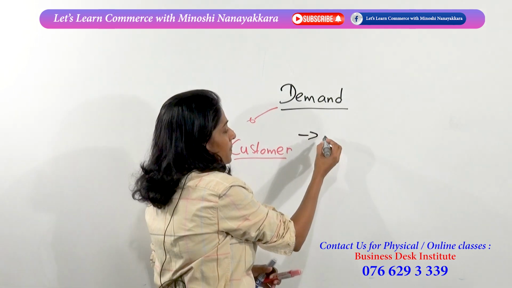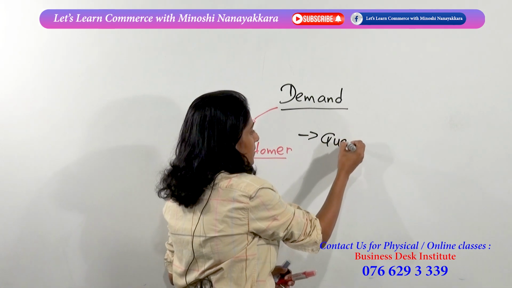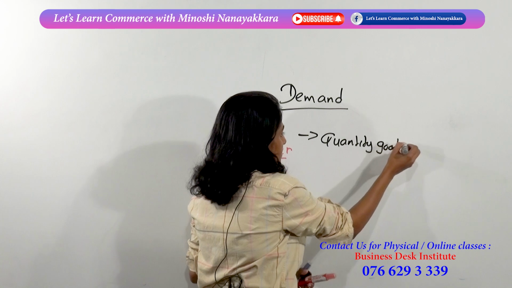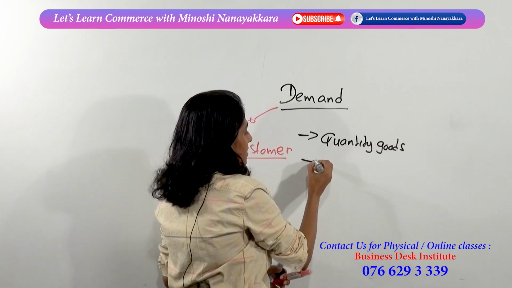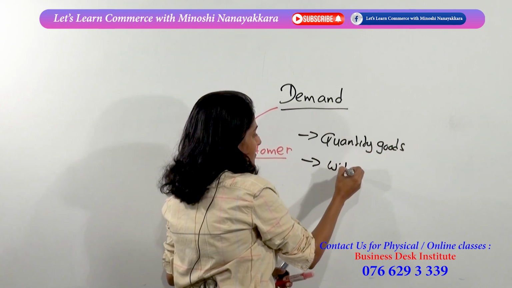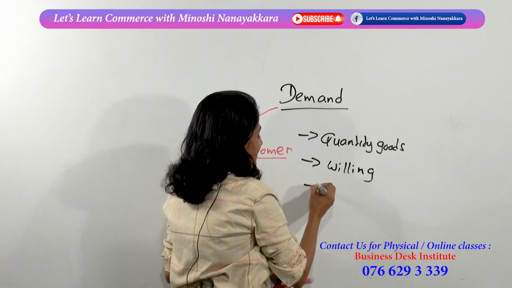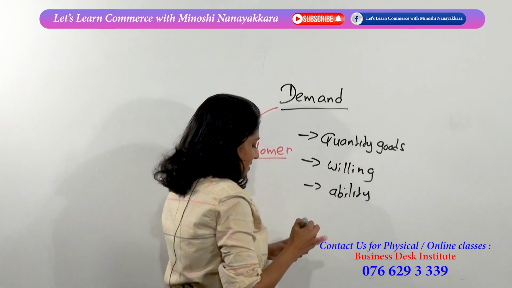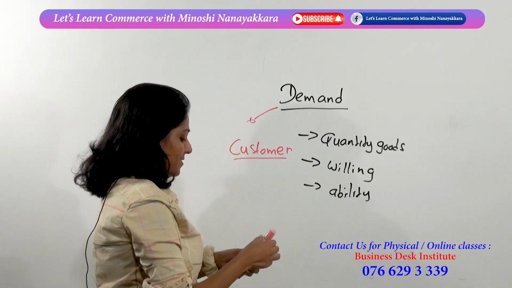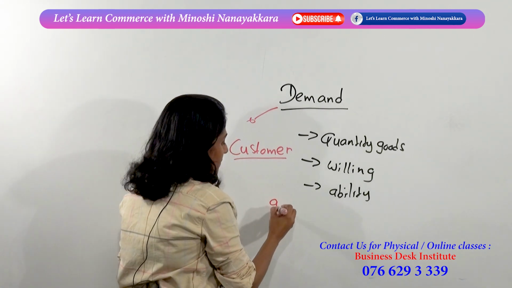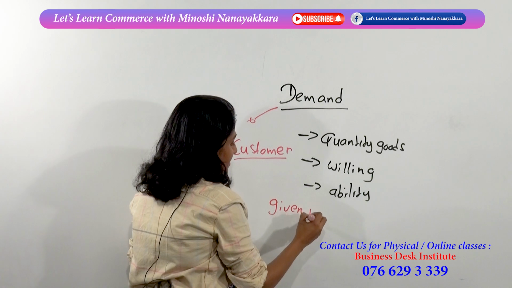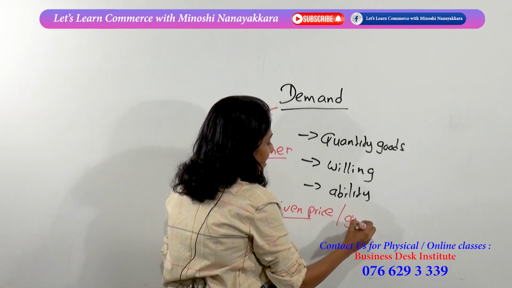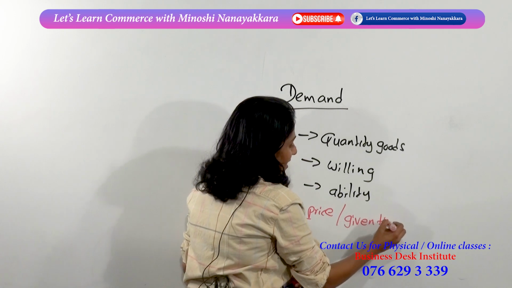One is the quantity. We are talking about a quantity of goods, right? Or even services. It can be quantity of goods, and willingness and also ability. And another two things are there. That is, under a given price and in a specific time period, or we can say under a given time period. Okay? Right.